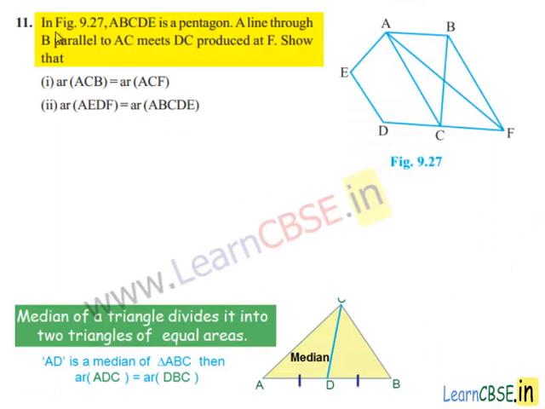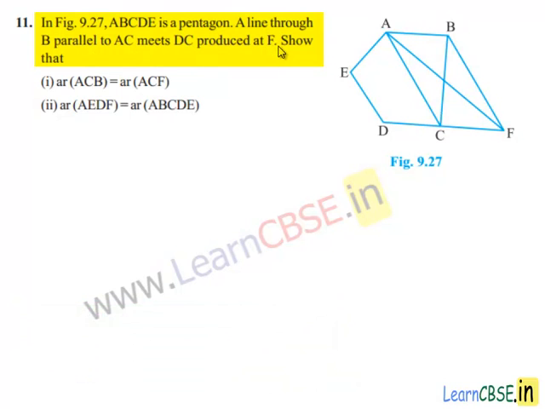Moving on to question number 11. In figure 9.27, ABCDE is a pentagon. A line through B parallel to AC meets DC produced at F. Show that area of triangle ACB is equal to area of triangle ACF and area of parallelogram AEDF is equal to area of pentagon ABCDE.